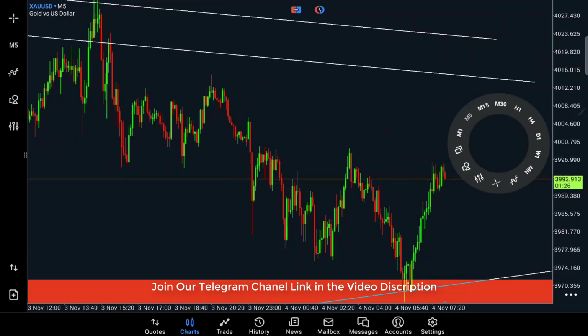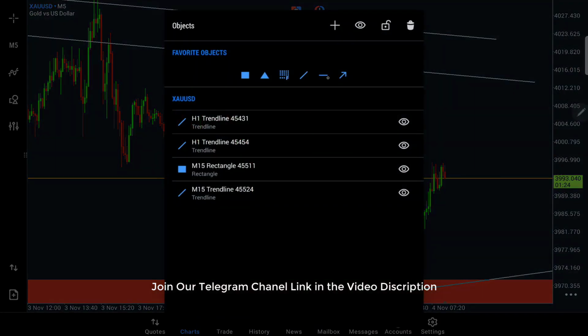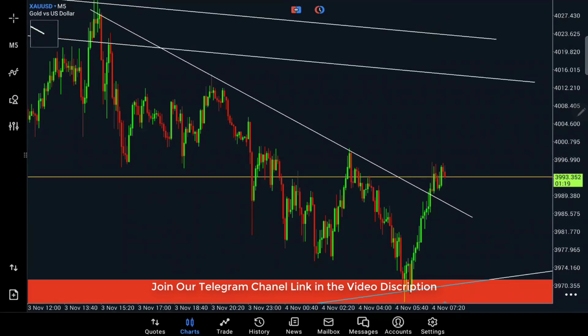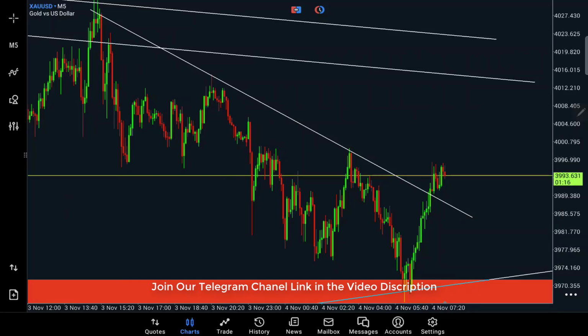And if I especially want to see it on the M5 time frame, that means the 5-minute time frame, as you can see there is a clear breakout on the 5-minute time frame, then we have to wait for the pullback. Then if I get a candle confirmation, we can take a buy entry over there. So this is the current market scenario.